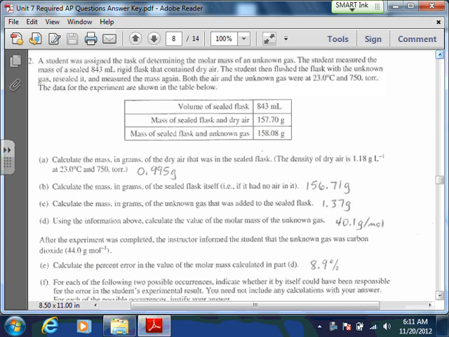So the mass in grams of the dry air, we've got the mass of the sealed flask in the dry air, and then we've got the mass of sealed flask in the unknown gas. And they're giving us the density of the dry air, okay? So we know the volume of the flask, we know the density of the dry air, so we should be able to figure out fairly easily there, the mass in grams. You can do this one of two ways.